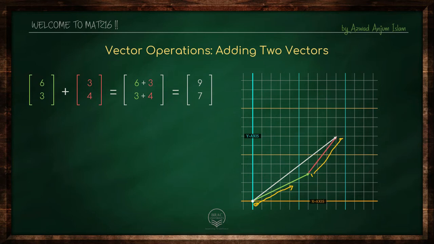I'm sure you're already very familiar with this concept, so we don't really need to go very deep. And from this you can see that if we add vector A with vector B, this is basically the same as adding vector B with vector A.